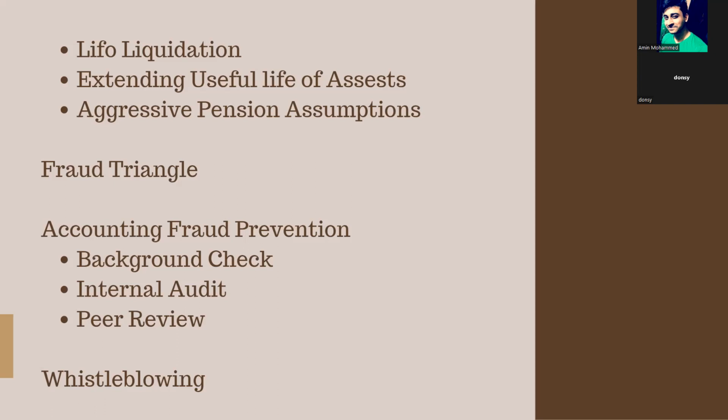Proceeding further, the next point is extending the useful life of assets. As we all know, every asset has a useful life during which it can be used. Firms can extend the useful life of these assets beyond their term. This helps in the reduction of depreciation costs and hence increased operating income. The last point is aggressive pension assumptions. Unjustified pension assumptions that reduce pension expenses and thereby liabilities should be examined further.